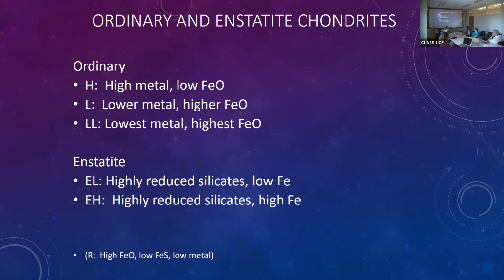Okay, we're done. All right. Thank you, Keanna. So, move on to ordinary and enstatite chondrites. Ordinary has the H, L, and LL. The H is high metal with low iron oxide. The L is lower metal with higher iron oxide. And LL is lowest metal with the highest oxide. In the enstatite type, we have the ELs and the EHs. ELs are highly reduced silicate, both of them are. The ELs have low iron and the EHs have high iron. We'll go to the next one.